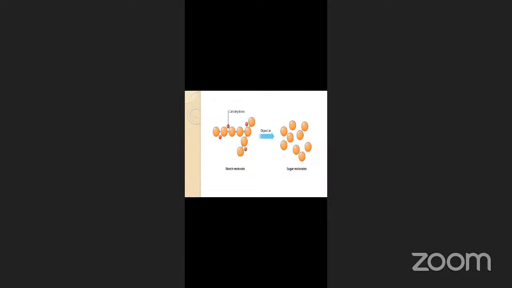You see here, it's a simple representation. You have 1, 2, 3, 4, 5, 6, 7, 8 carbohydrate molecules. But in reality, you'll have hundreds of monosaccharide molecules. They form a polymer, which is a starch molecule. It's a storage carbohydrate. When our digestive system digests starch molecules, you will get monosaccharides or monomers, which are simple sugars.